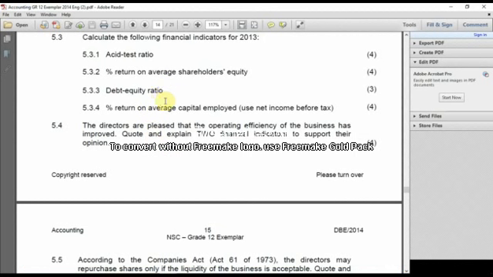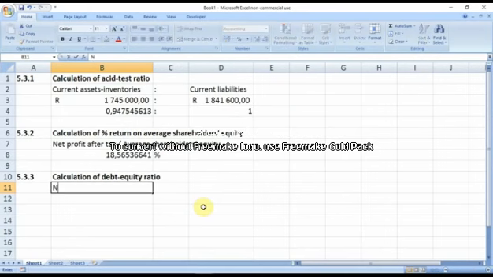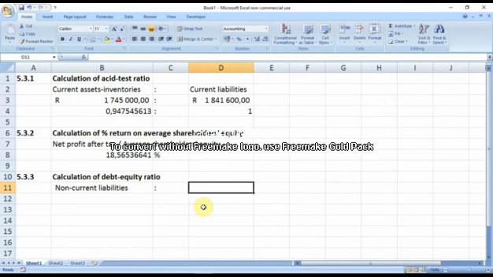5.3.3, the debt equity ratio. It is a solvency ratio. So the debt we are looking at is the non-current liabilities. It's a long-term debt. So for each R1 of equity, we want to know what is our long-term debt. So long-term debt, so it's non-current liabilities to equity. So it's non-current liabilities as a ratio to equity.